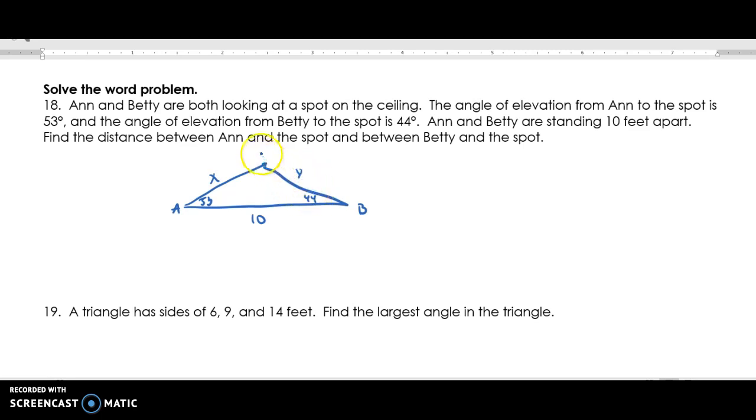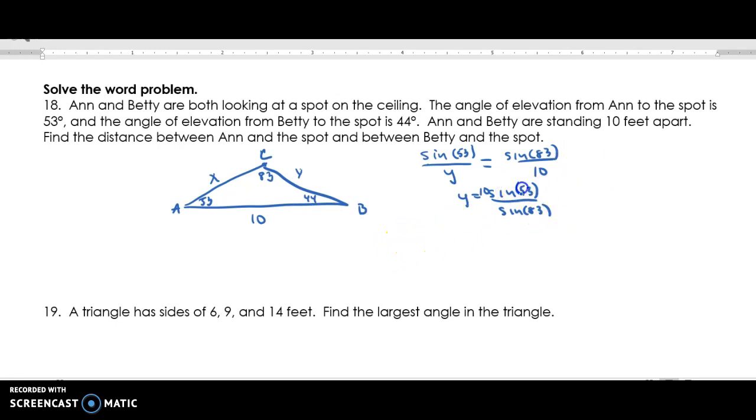So, right here, if we call this C, what you have to know is we're not going to use law of cosines here. What we're going to use is law of sines. Because if I find this missing angle, 180 minus 53 minus 44 is 83 degrees. Now I can find those using the law of sines. So the sine of 53 degrees over y is equal to the sine of 83 over 10. And when I cross multiply and solve here, I get y is equal to 10 sine 53, all divided by the sine of 83.